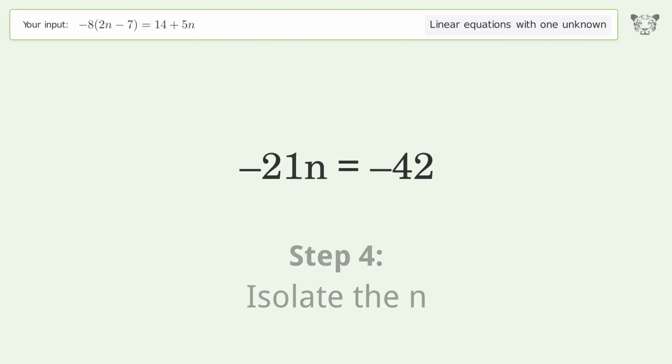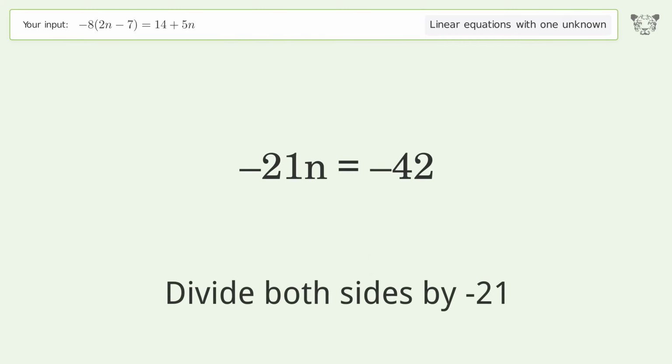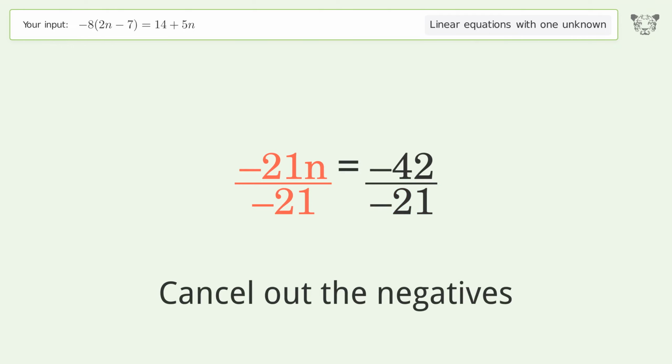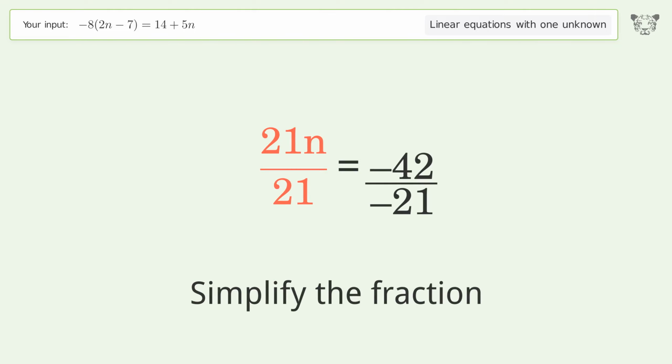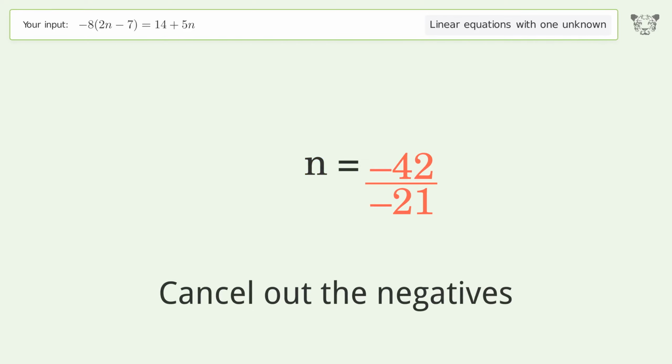Isolate the n. Divide both sides by -21. Cancel out the negatives. Simplify the fraction. Cancel out the negatives.